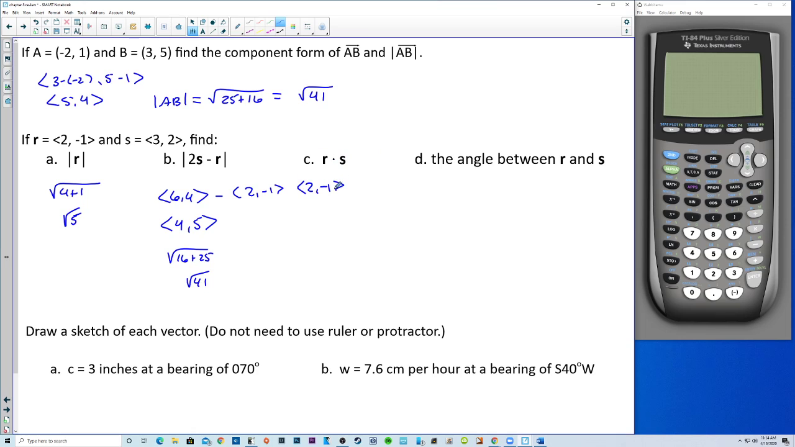R dot S, dot product. So 2, negative 1, do the dot product with 3, 2. So 2 times 3 is 6, plus negative 2. So we multiply the x's, multiply the y's, add them together, and the dot product is 4.